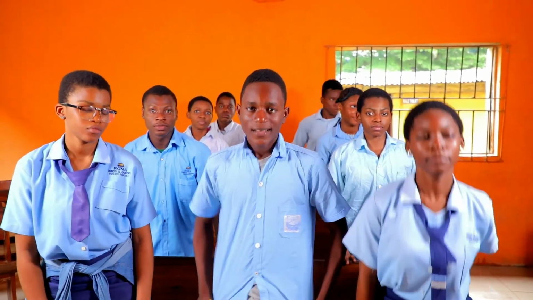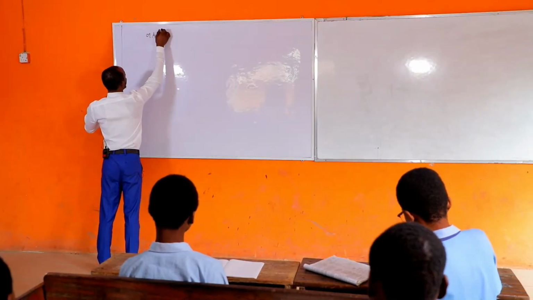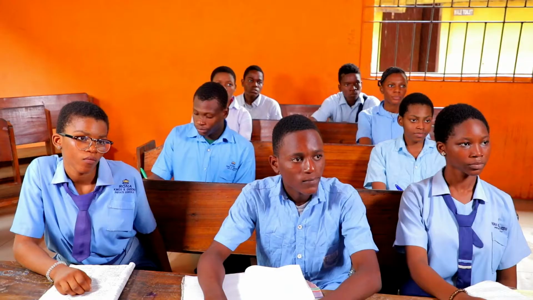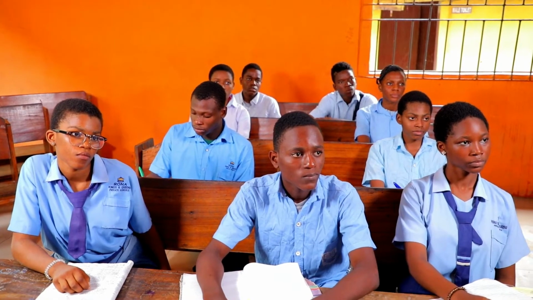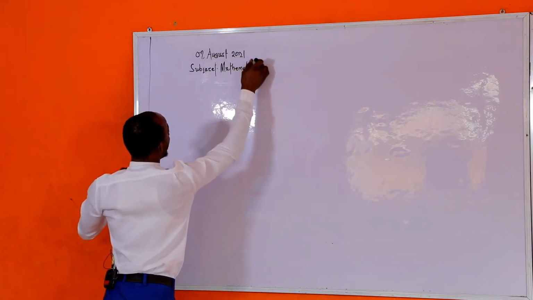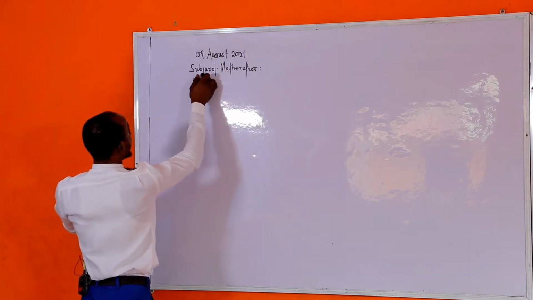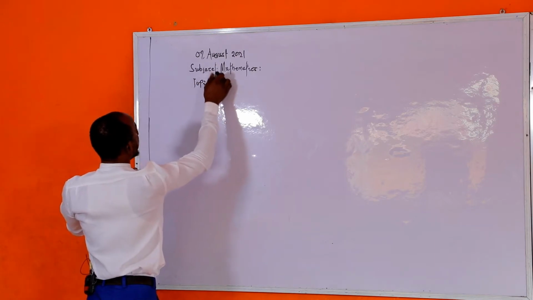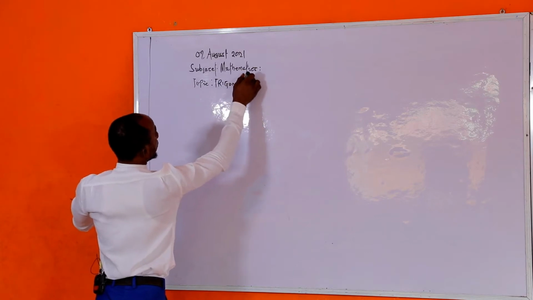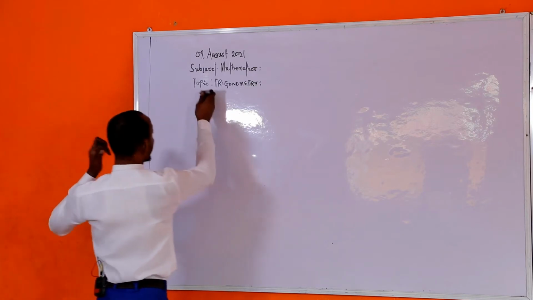Let's be seated. Okay, today is the 7th of what? August. All right? 2021. Our subject is what? Mathematics. And our topic is trigonometry. All right?